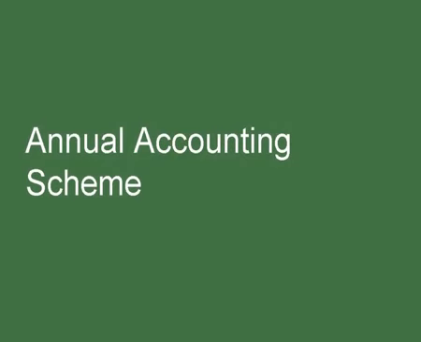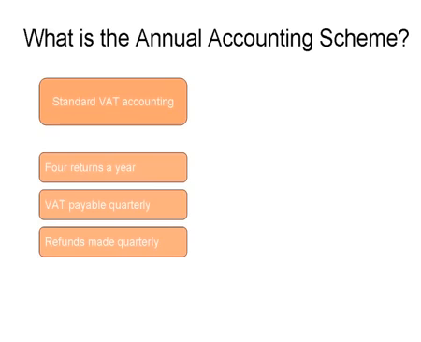The last of the VAT accounting schemes we're going to look at is the annual accounting scheme. So, what are the differences between standard VAT accounting and the annual accounting scheme? Well, when you use standard VAT accounting, you have to complete 4 VAT returns each year. Any VAT due is payable quarterly, and any VAT repayments due to you are also repayable quarterly.